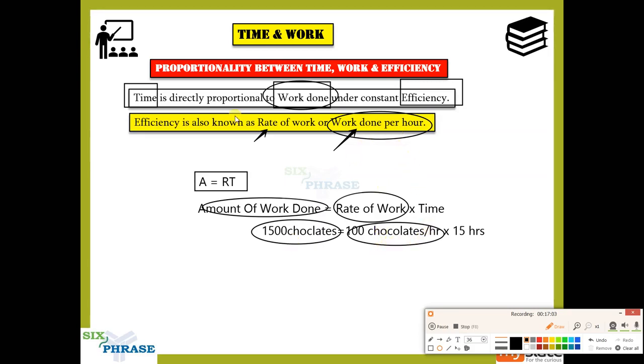Now time is 15 hours. Like I told you, this 100 chocolates per hour is sometimes called rate of work, sometimes called work done per hour, and most of the time called efficiency. That is why you put it in yellow color, which says efficiency is also known as rate of work or work done per hour. Most of the time they'll refer to it as efficiency only. But on rare occasions you will find that they talk about rate of work and work done per hour. They all mean the same thing.